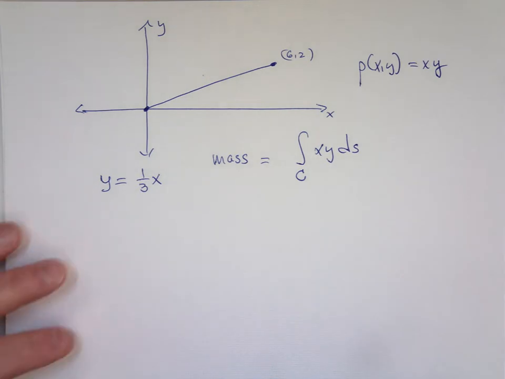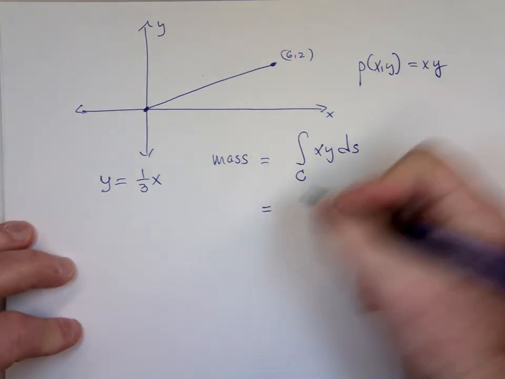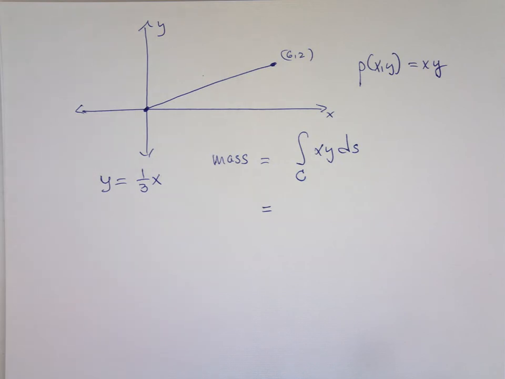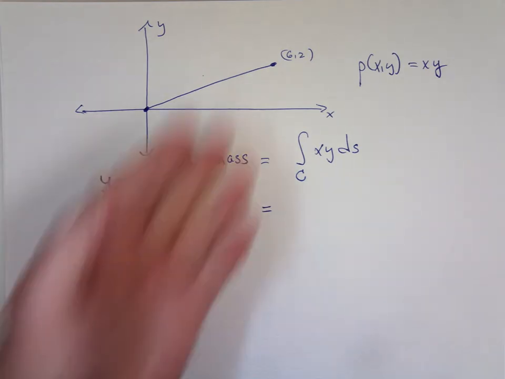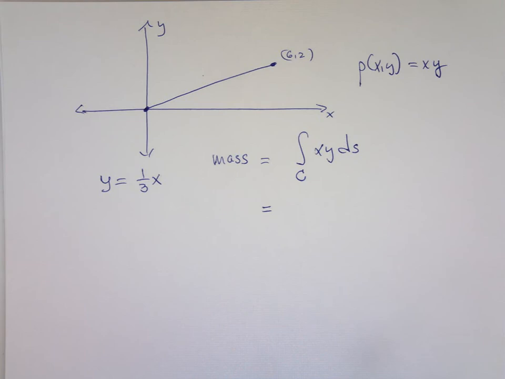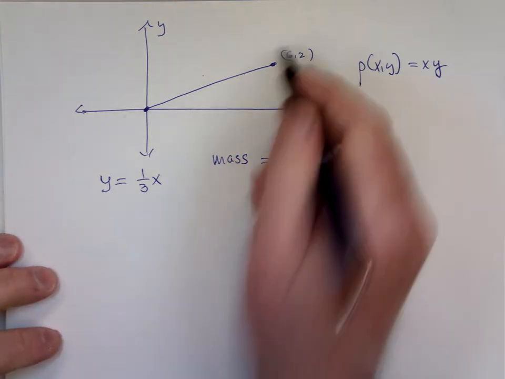What we're going to do is change it. We're going to change it so it's in terms of a parameter. In order to do so, we need a parameterization of the path. Can someone give me a parameterization of this path?